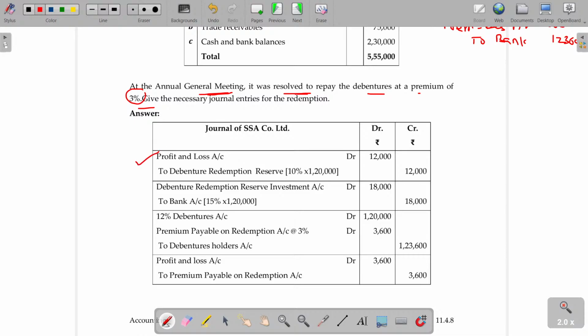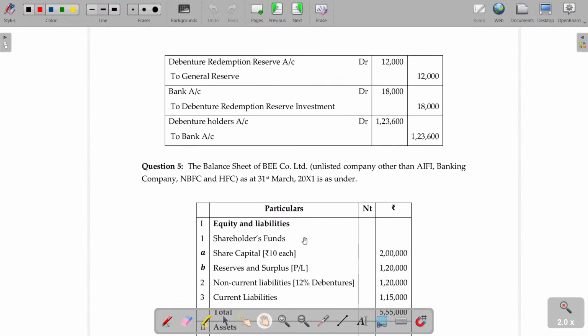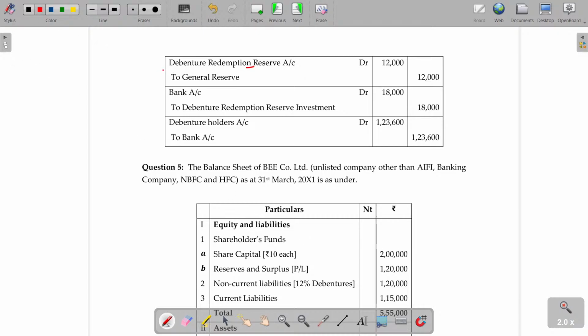DRR is created by debiting the P&L account, similar to CRR. Investment is made at the rate of 15%: debenture redemption reserve investment account debit to bank. And the 12% debenture and premium payable on redemption to debenture holders also be passed. Once the redemption is confirmed, the loss on redemption can be adjusted in the P&L account. Once redemption is over, the DRR is not required and the investment is not required. So the debenture redemption reserve is transferred to GR. The debenture redemption reserve investment can be encashed and the money settled to the debenture holders through the bank.